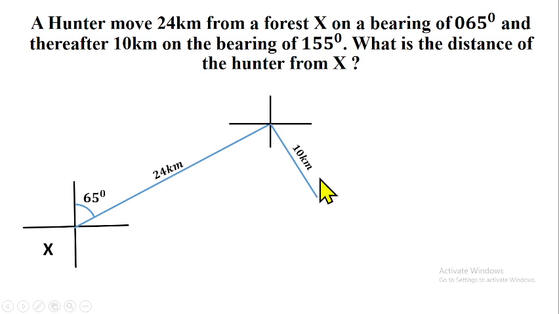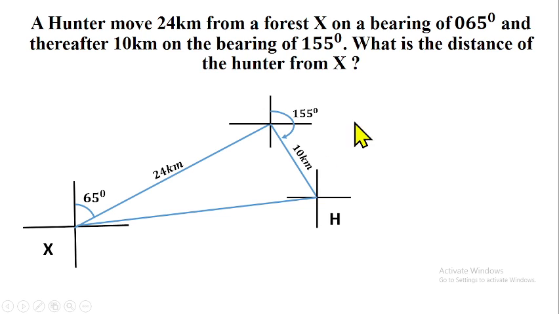Then 115 is here. Then mark the angle from the north to the line here, because this is a three-digit bearing. Then put the angle here, 115 degrees. Then put another cardinal point here to represent where the hunter is right now. So the hunter is going to be here after walking for 10 kilometers, and I can now label it the hunter, or H. Then join this point to where the hunter started from, the forest X, to give us a triangle.